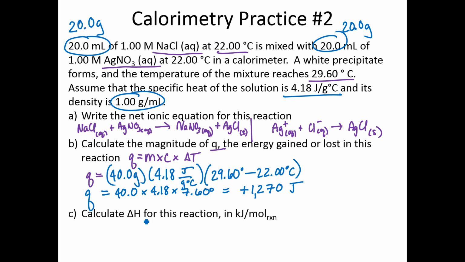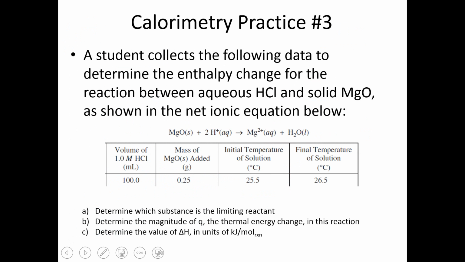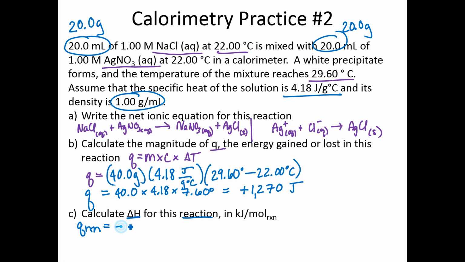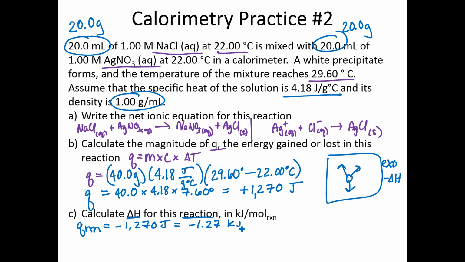So when we're asked here to find delta H for the reaction, the Q of the reaction is going to be opposite in sign, so negative 1270. Because again, if the surroundings increased in temperature, that means the surroundings gained energy, which means the reaction lost energy. So this is an exothermic reaction. We should end up with a negative delta H here. So this is negative 1.27 kilojoules.